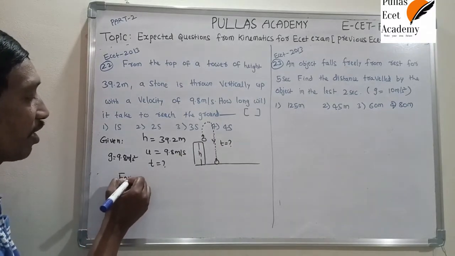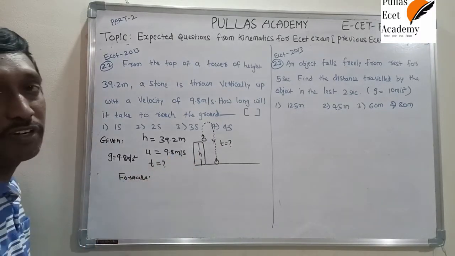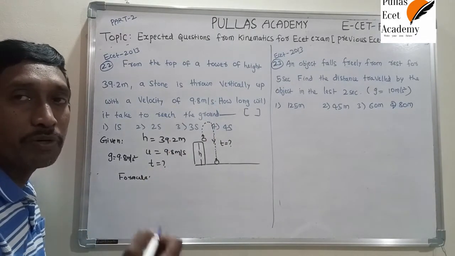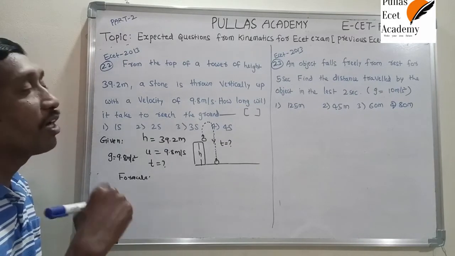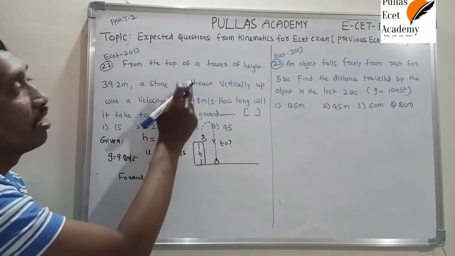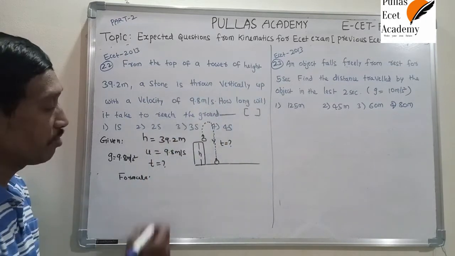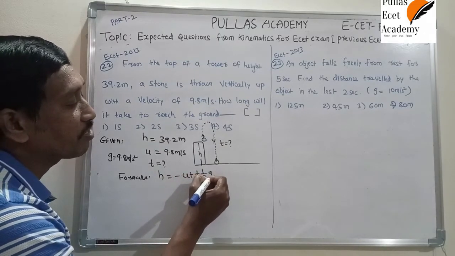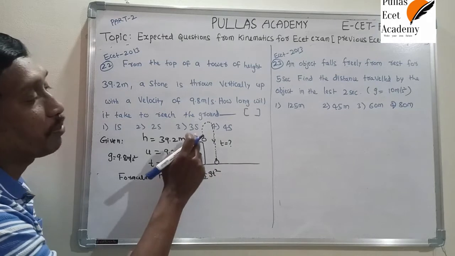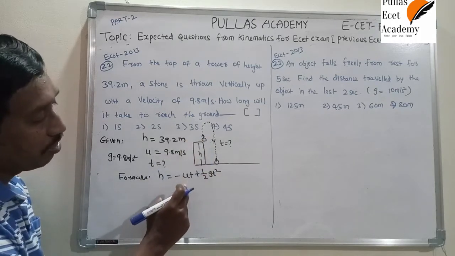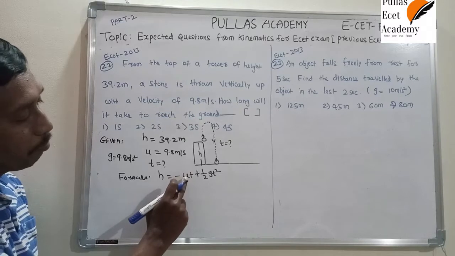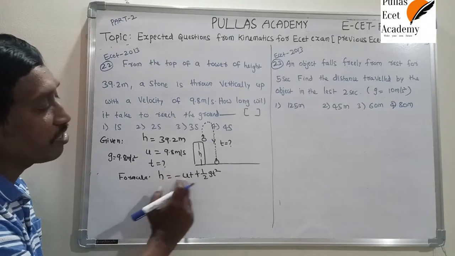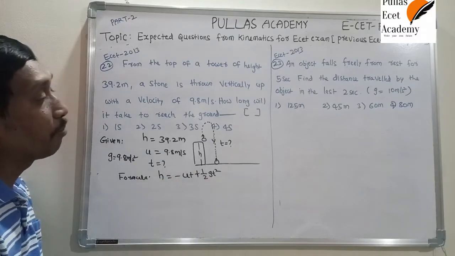Already in this model I derived expressions for the top of a tower: when the body is projected upwards, when the body is dropped, and when the body is projected horizontally. So we have different expressions derived here. In the question it is projected upwards, so the formula for the top of the tower is h = -ut + 1/2 gt². When it is projected downwards, the formula is h = ut + 1/2 gt². That's the difference. When it is dropped, just h = 1/2 gt². These are the different formulas on this concept.